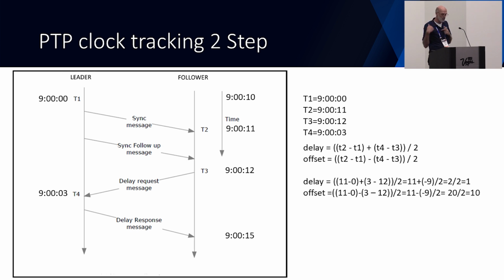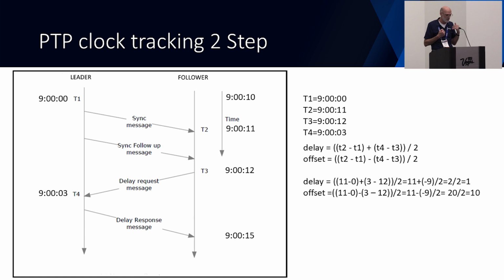The receiver receives the message at its local time. He receives it at 9 o'clock, 11 seconds. He receives the message that says it's 9 o'clock. So he sends a delay request at 9 o'clock and 12. He sends a delay request, saying, hey, tell me when you get this.